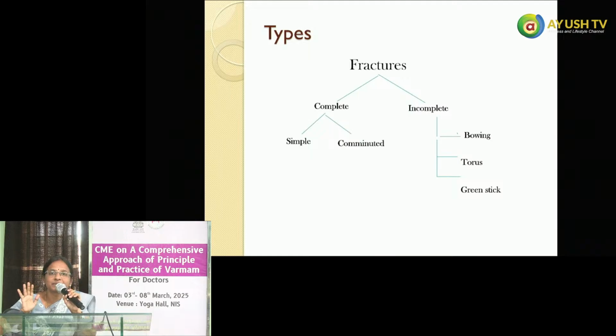So in the incomplete fracture, only one part of the cortical margin is broken. That is of 3 types: bowing fracture, torus fracture, green stick fracture. So in the incomplete variety, it is common only in children. Childhood fractures are sometimes incomplete fractures, and another is bowing fracture.